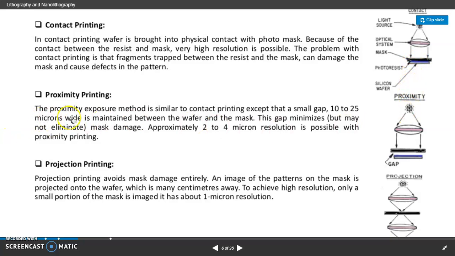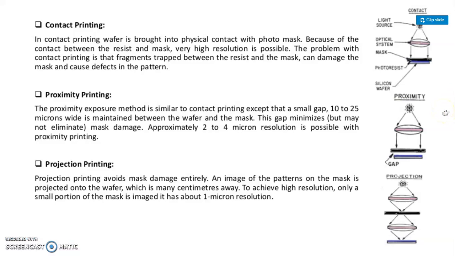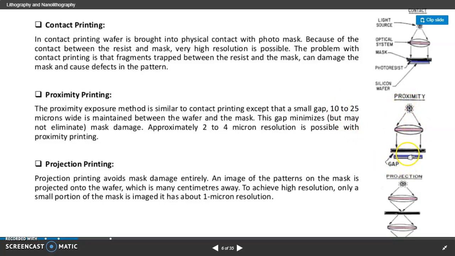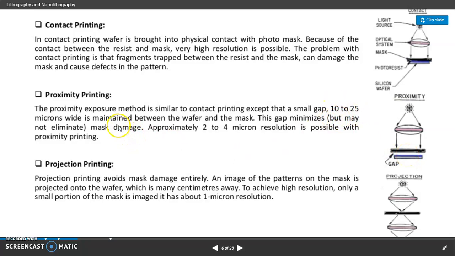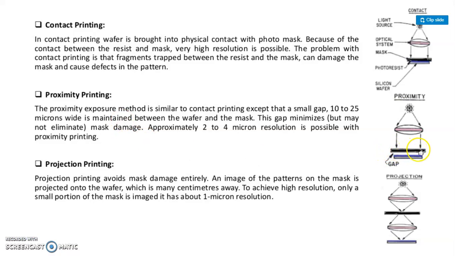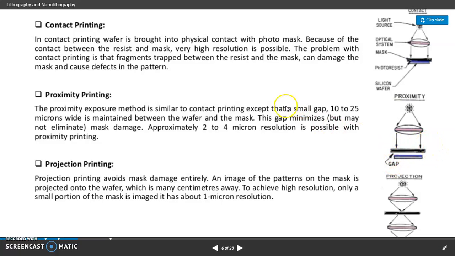Proximity printing. The proximity exposure method is similar to contact printing, but some gap will be there between the mask and the photoresist. Here you can see a gap of 10 to 25 microns is maintained. This gap minimizes the mask damage. Approximately 2 to 4 micron resolution is possible with proximity printing.